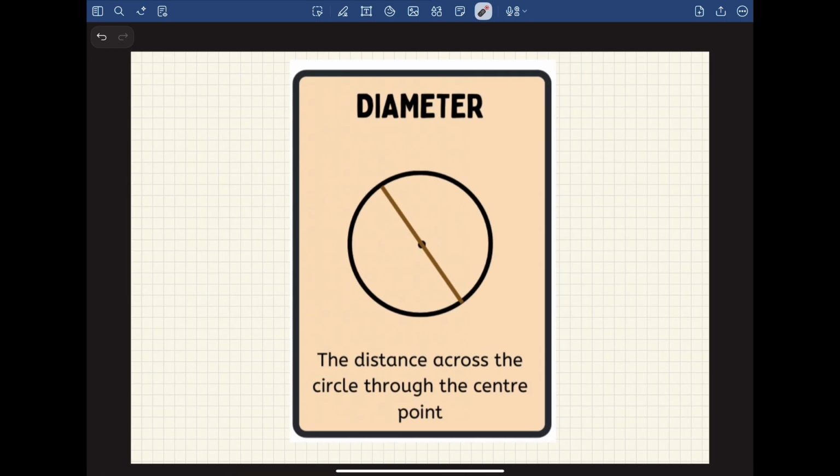Diameter. The diameter is the distance across the circle through the center point. So the diameter will pass through the center of the circle. That is a must. So this is the radius and this is the radius. Right. So two radii add up to one diameter. This is a radius because this connects the center to the circumference. Similarly, this is also classified as a radius. So these two add up to a diameter.